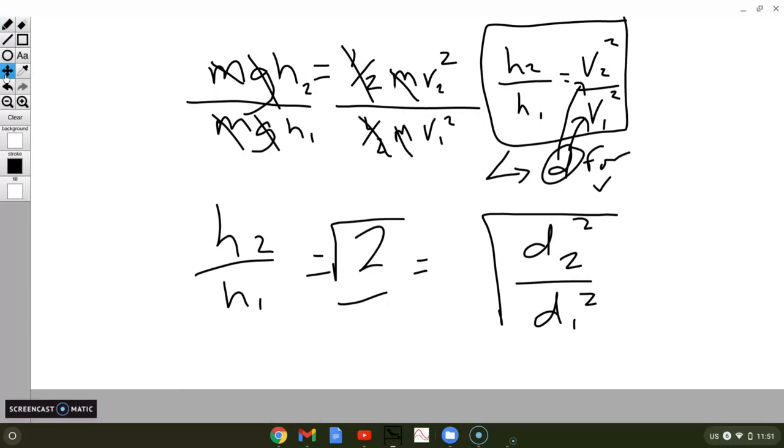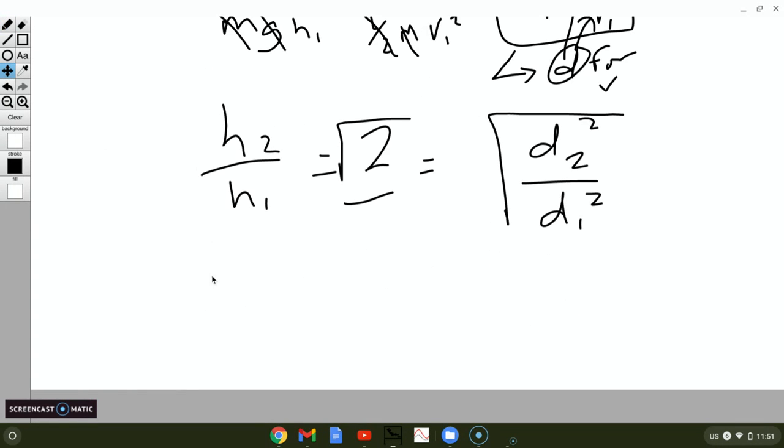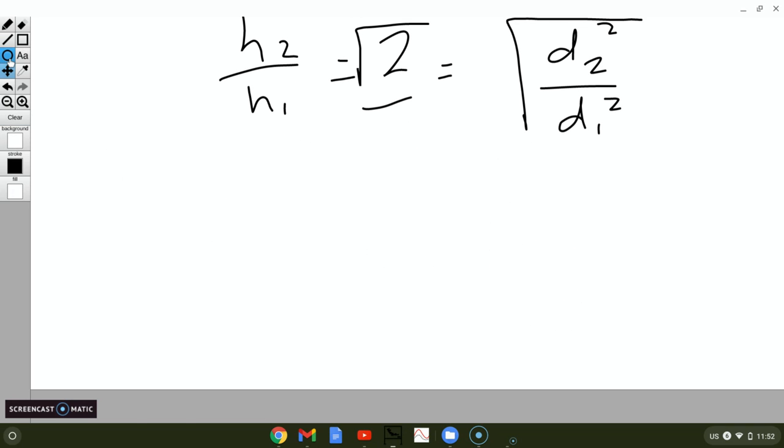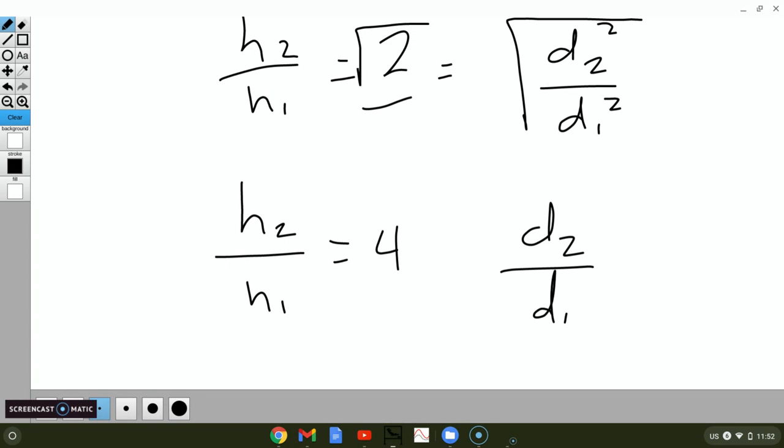So the best ratio you could do is if you took height 2 to height 1 and got 4. And the reason for that is when you then calculated your d2 to d1, you should get 2, because the square root of 4 is 2. And so this is what I was talking about when you look at the equations.